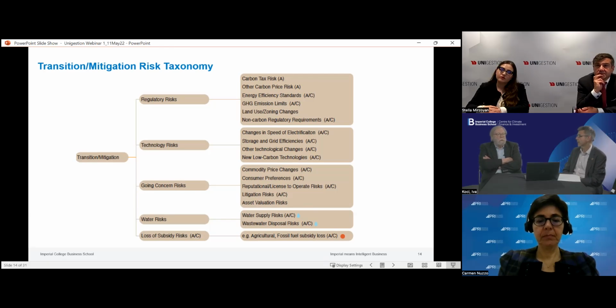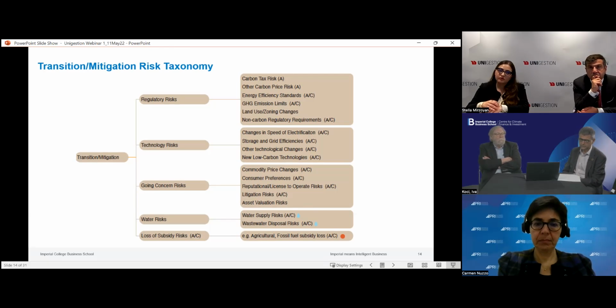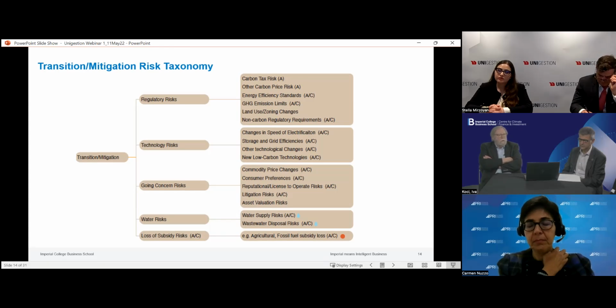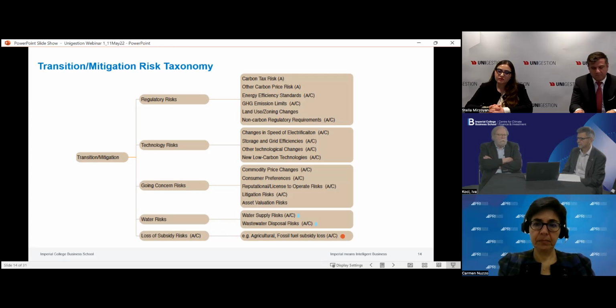Other regulatory risks, some of these are longstanding. Greenhouse gas emissions go back a ways. Land use and zoning changes. There are actually a whole raft of non-carbon regulatory requirements that would be impacted by various climate regulations. These other categories, at least technology risks and going concern risks, are largely derivative of existing risk categories that you would find in, say, a Moody's or S&P guide to what they look at in terms of risks. The technology risks here are mainly associated with the energy transition, but there are all sorts of other ones, and everyone can think of some.